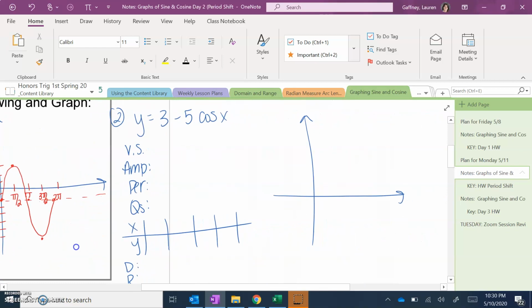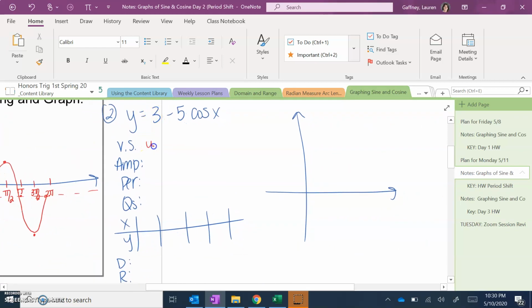Okay, let's look at one with cosine. So here my vertical shift is up 3. My amplitude is 5. Now, it doesn't matter about the negative. That will affect our values in our table and what our graph looks like, and I'll talk about that in a minute. Our period's 2 pi, and this is pi over 2. So these pretty much are the same as before.